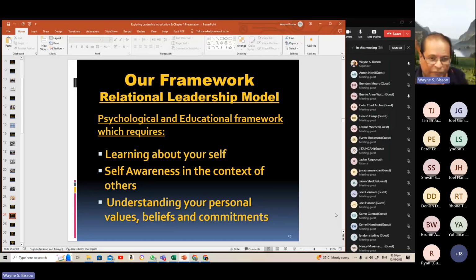All right. So the framework that I kept on talking about, the model that we're going to be looking at is the relational leadership model. And the model sits heavily on psychological and educational studies. Those frameworks are going to be an important element that help to shape the whole concept. The framework begins with learning about yourself, which is one of the chapters that one of you guys have to deal with. Self-awareness in the context of others, that is understanding others and how they perceive you, and understanding your personal values, beliefs, and commitments.